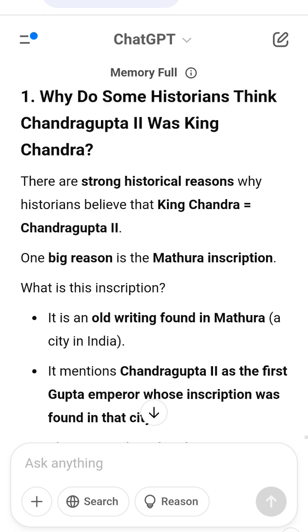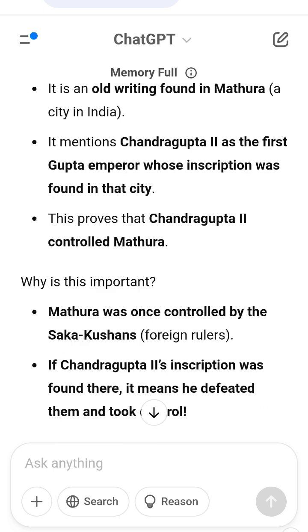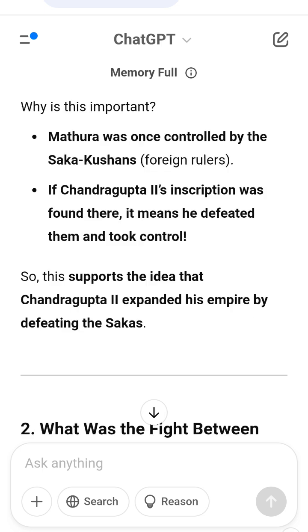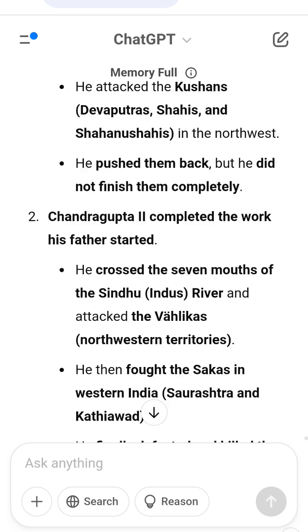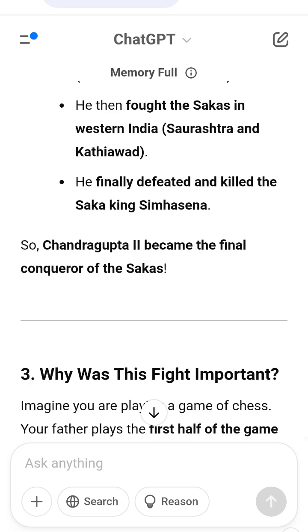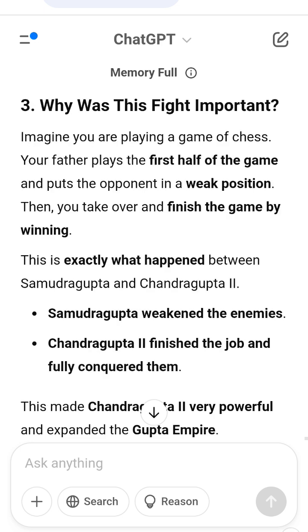5. How do we know Chandragupta II defeated the Sakas? There are 3 strong pieces of evidence. 1. Coins. We find coins of the Saka kings suddenly stopping after Chandragupta II's time. This means their rule ended. 2. Inscriptions, old writings like the Mathura inscription, prove that Chandragupta II ruled the former Saka territories. 3. Ancient writings. The historian Bana in Harsha-charita wrote that Chandragupta II killed a great Saka king. This must have been Simhasena.